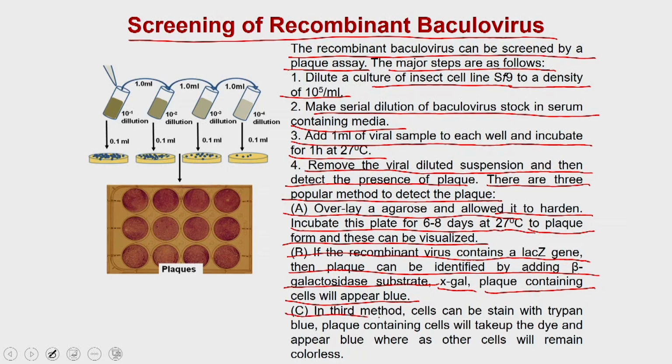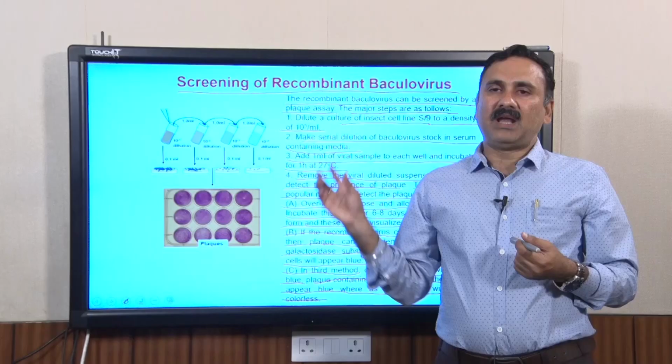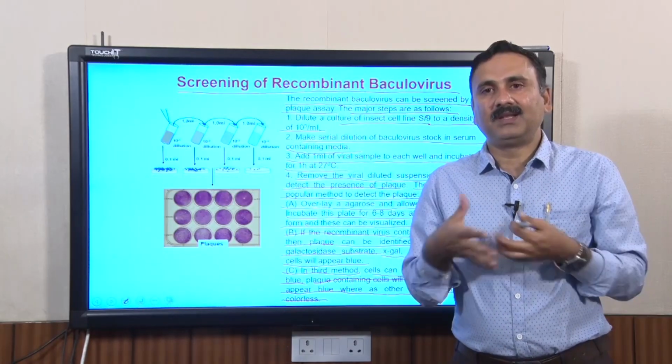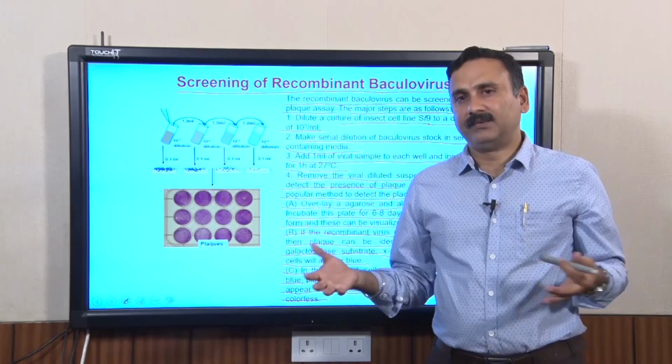In the third method, cells can be stained with trypan blue and plaque containing cells will take up the dye and appear blue, whereas the other cells will remain colorless. So, plaque is nothing but the holes within the cell layer. Once you add the trypan blue, the trypan blue will directly go into these cells and it will give you the blue color.